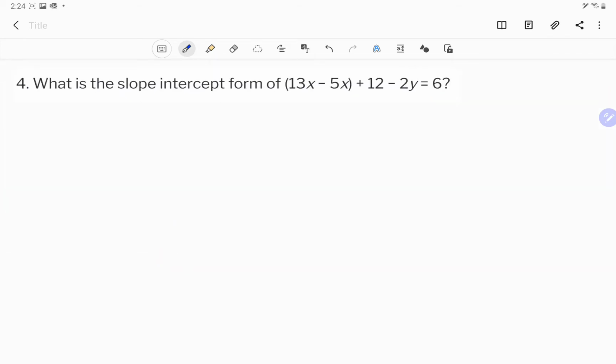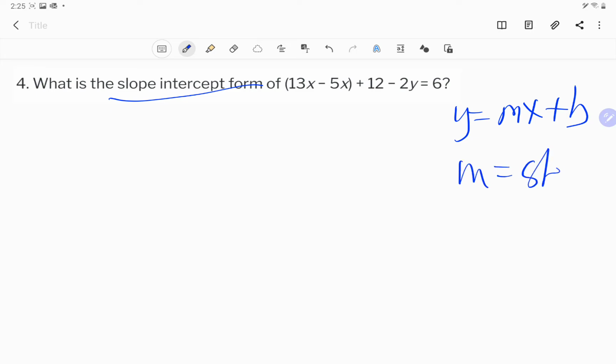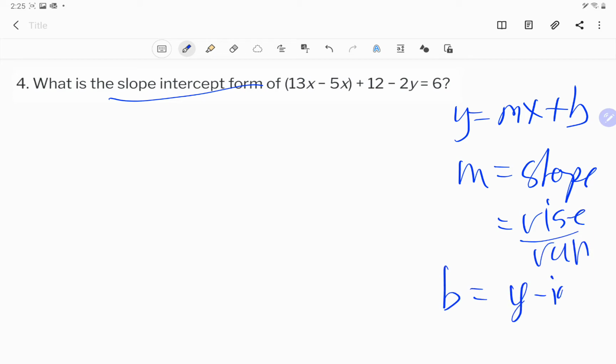Okay, for number 4, what is the slope-intercept form of 13x minus 5x plus 12 minus 2y is equal to 6? Basically, the first thing that we're going to do is ask what is your slope-intercept form? Your slope-intercept form is like this: y is equal to mx plus b. Your m is your slope or rise over run, and b is your y-intercept.